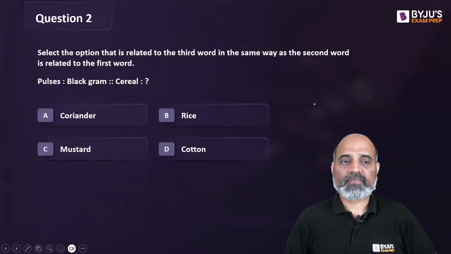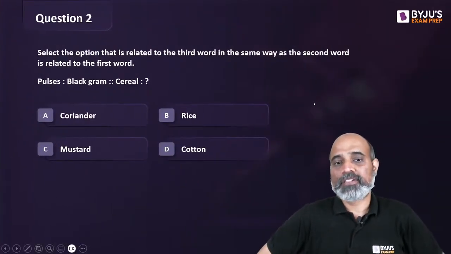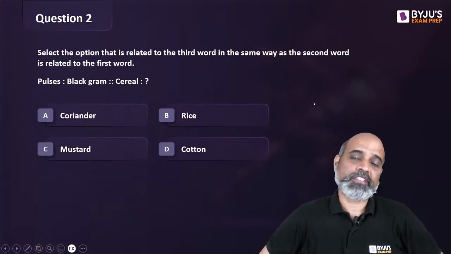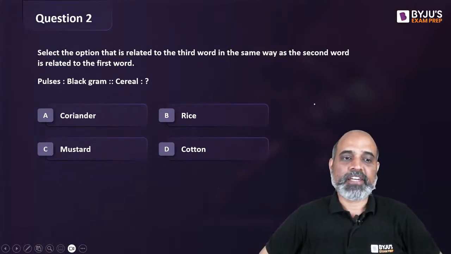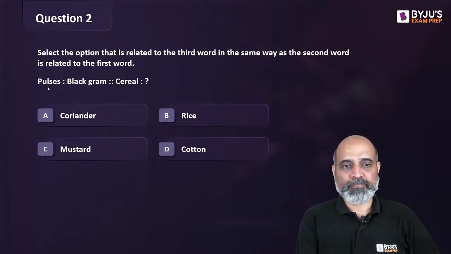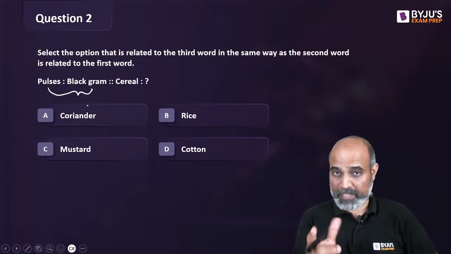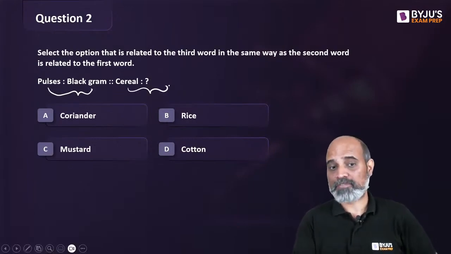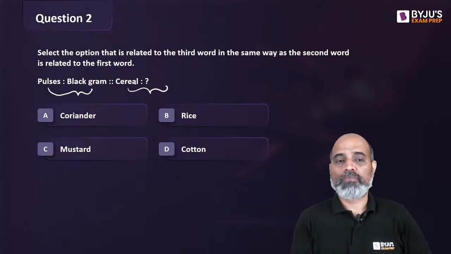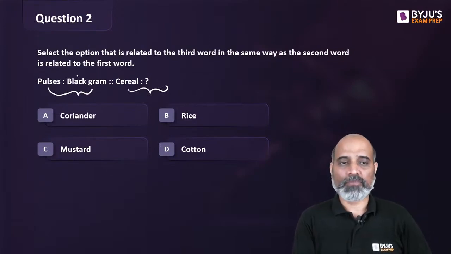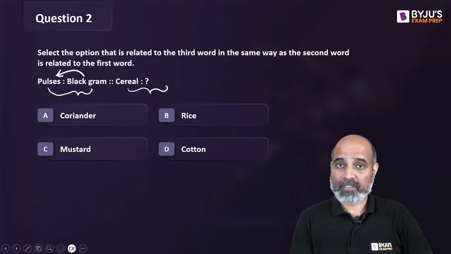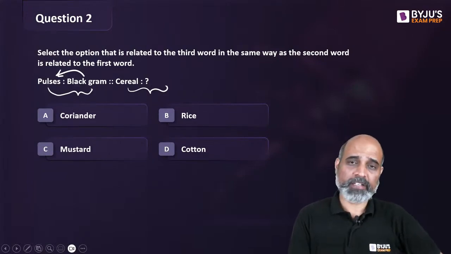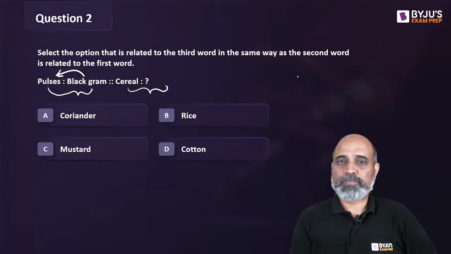Okay, next one. Select the option that is related to the third word in the same way as the first and second are related. So pulses and black gram, the way they are related, we should have the same relation with cereal and one of the 4 options. So is coriander a cereal? No, because black gram is a pulse, right? We call this dal in India, right? Lentils, pulses. So black gram, kali dal, is a pulse.